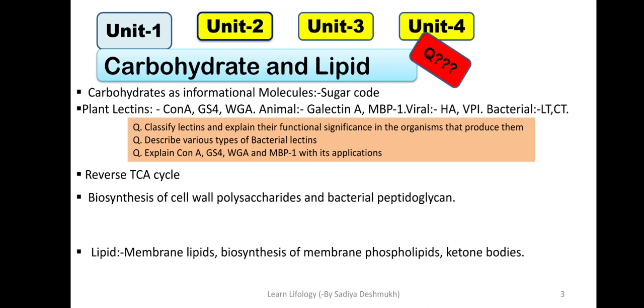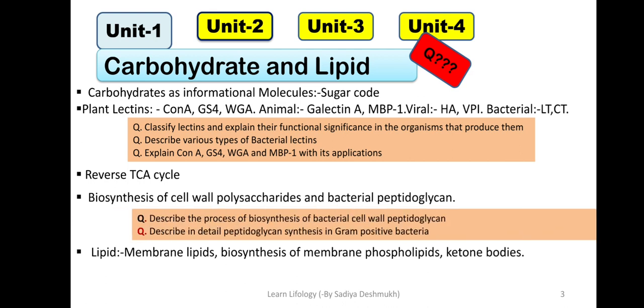This is a specific kind of question. Instead of bacterial, they can ask about plant or animal or viral likewise. Now in the third question, you can see that the examples are given directly. You have to identify which class they come under and then write about their application. So here you can understand that not only the carbohydrates or lectins, but their application or their role is very important. Whenever you are writing your answer, you have to write separately the significance or their application.